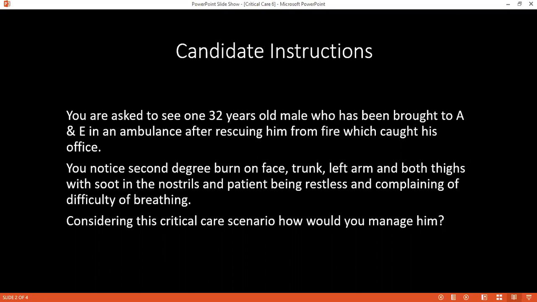Right, so if you have read and understood the critical care scenario, kindly tell me, how would you manage this patient? Yes, ma'am. I would manage this patient according to the ATLS protocol, following the ABCDE approach. I'll initially go for airway. I'll look for signs of airway burns or inhalation injury. Since this patient has soot in the nostril, I suspect there is airway injury, burns or inhalation injury. So I have to consider intubation for this patient now, because there might be airway edema, which might be difficult to manage later on.